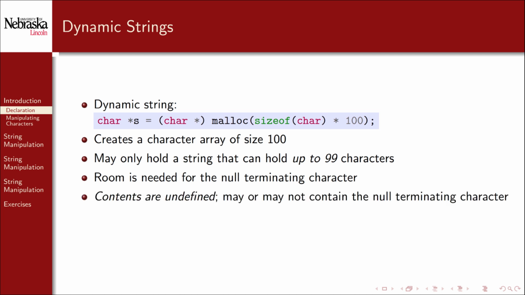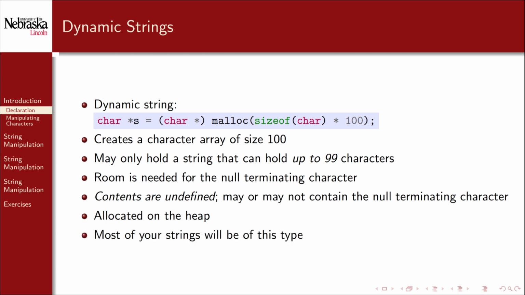As with other dynamic arrays, the contents of the array at initialization are undefined and may or may not be null terminated. Dynamic strings are allocated on the heap, just like dynamic arrays. Most of your strings will likely be of this type.